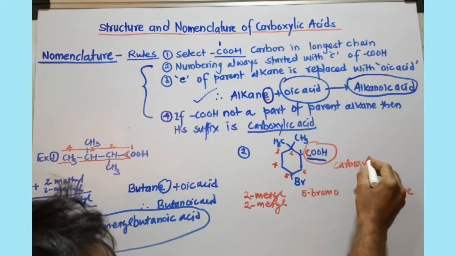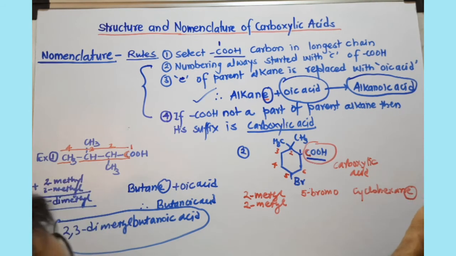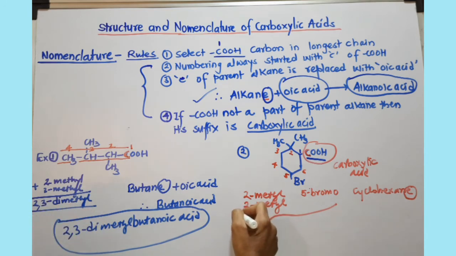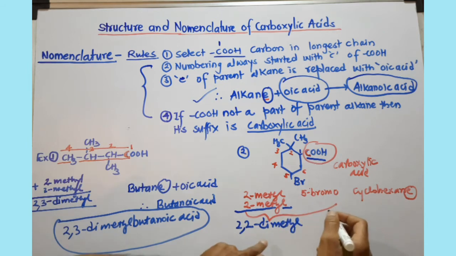The suffix is carboxylic acid. In that case, you need not drop the E, so it remains there as it is. The only thing is you have to arrange the substituents in alphabetical order. When you combine these together, it becomes 2,2. You have to repeat that number, 2,2. Since they are two, I'll use the prefix di, so dimethyl. So 2,2-dimethyl.